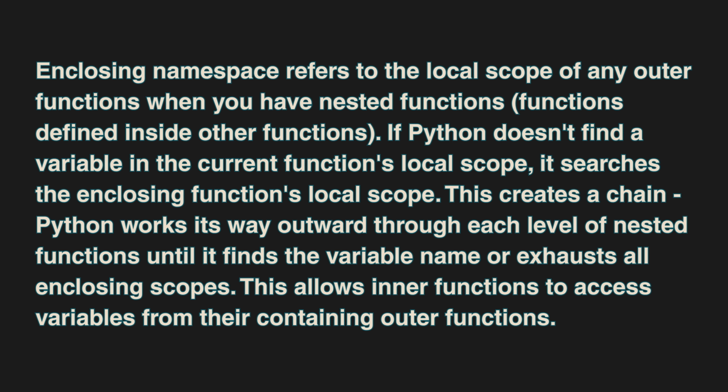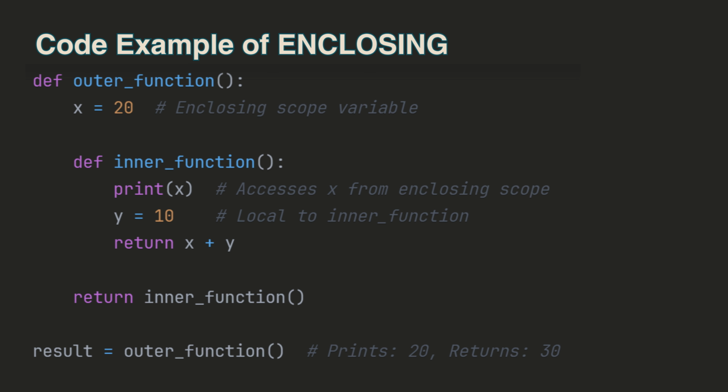Second, enclosing. This applies to nested functions. If Python doesn't find the variable locally, it looks in any enclosing function scopes. This is for when you have functions defined inside of other functions.